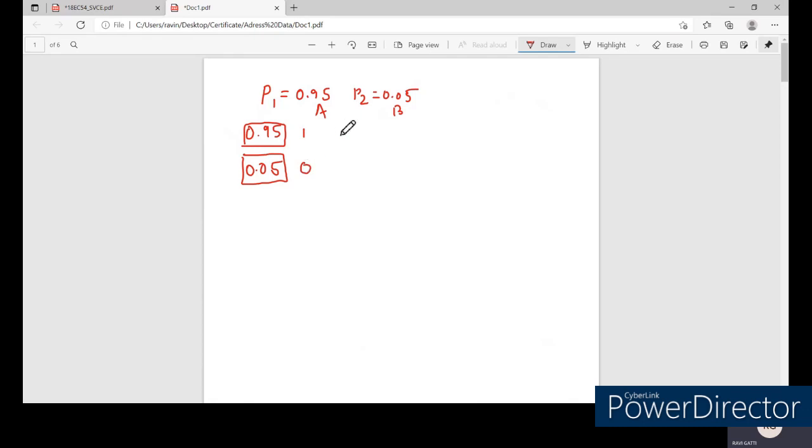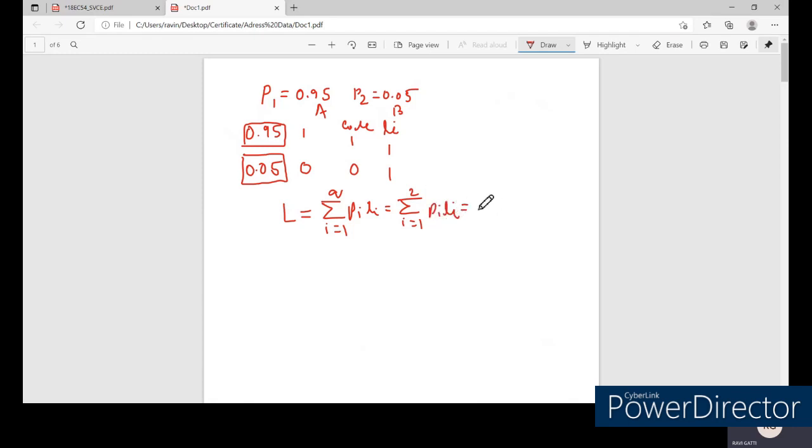So the code words for A and B are 1 and 0. Similarly, the code lengths for these will be 1 and 1. Now I need to find out the average code length, capital L. How are we going to find it? Capital L is nothing but the summation i equal to 1 to q of pi into li. Since there are only two symbols, it is the summation i equal to 1 to 2 of pi into li.